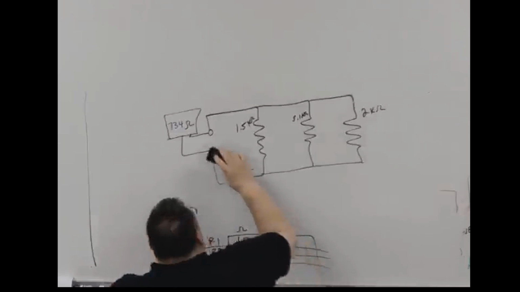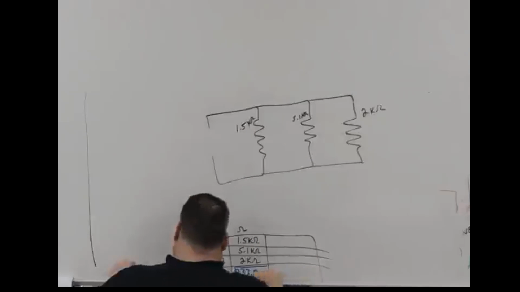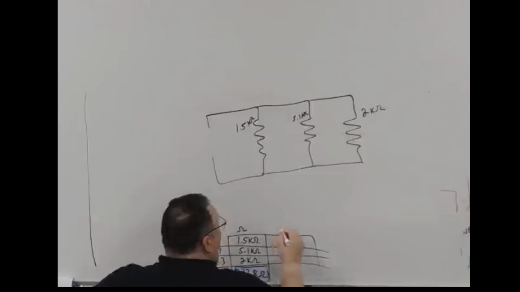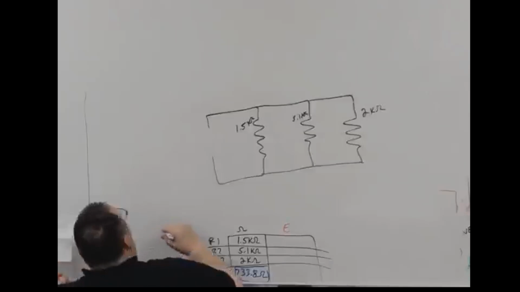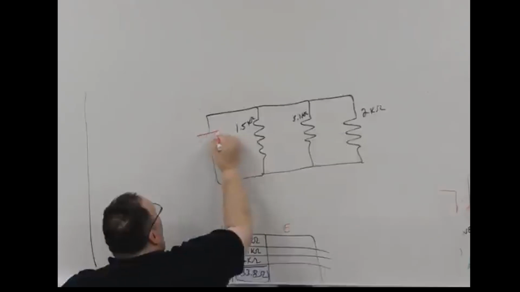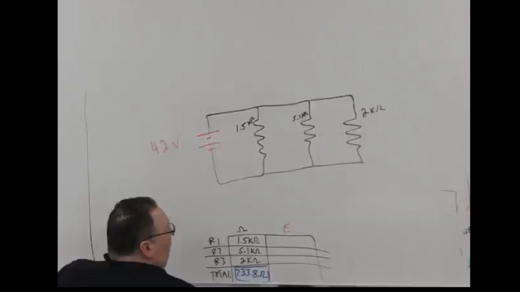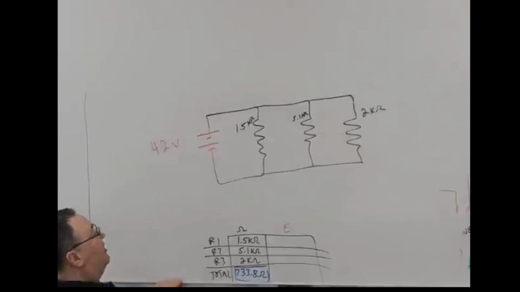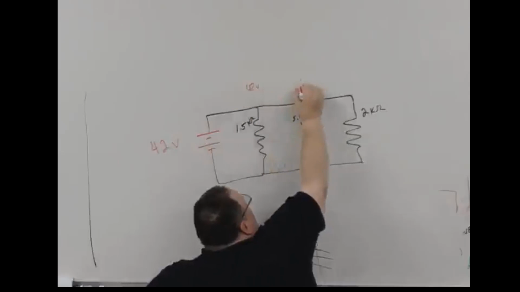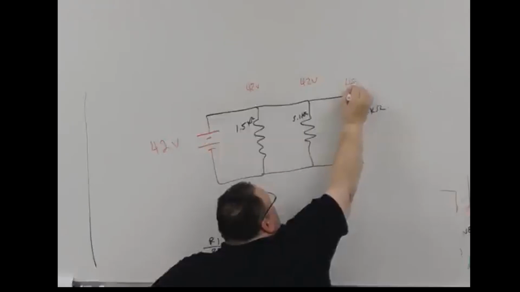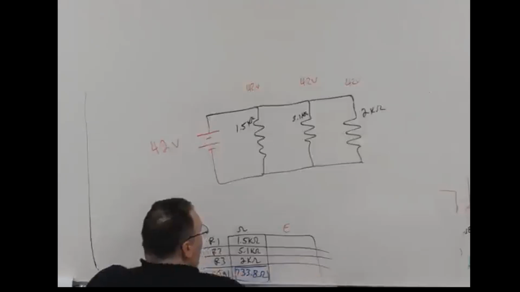So if I give my circuit a voltage, and let's say I give it 42 volts. Well, what do we know about voltage in a parallel circuit? I'm going to have 42 volts on each of these resistors. I need to find my current.